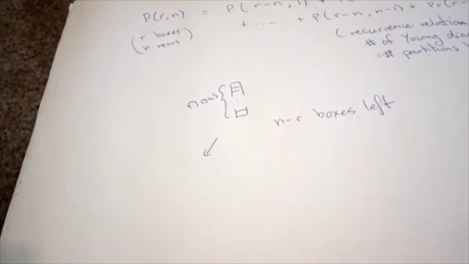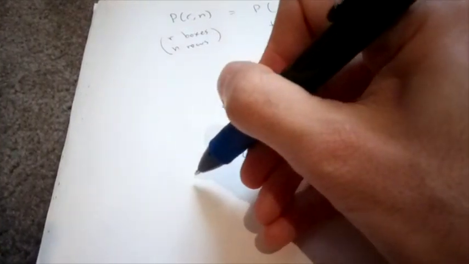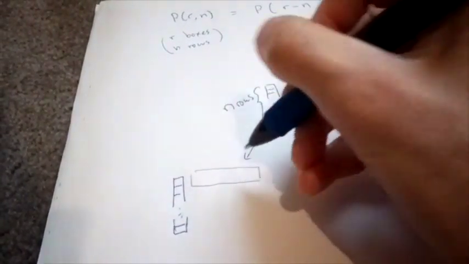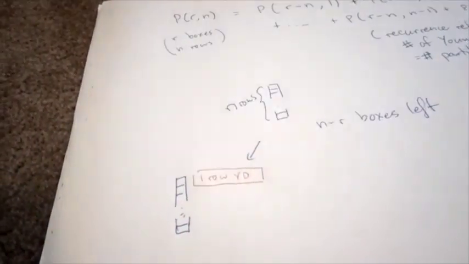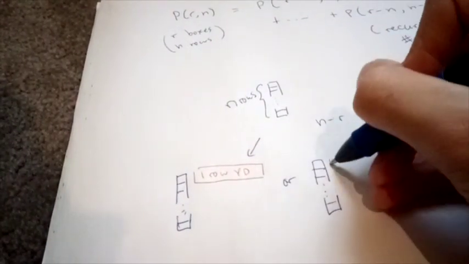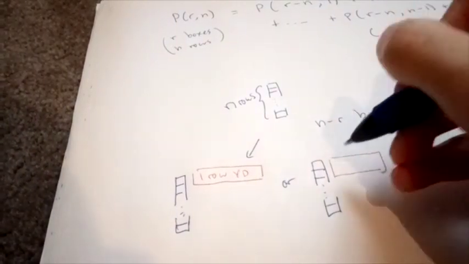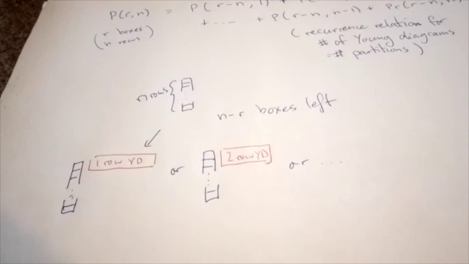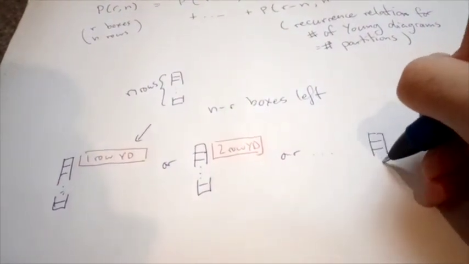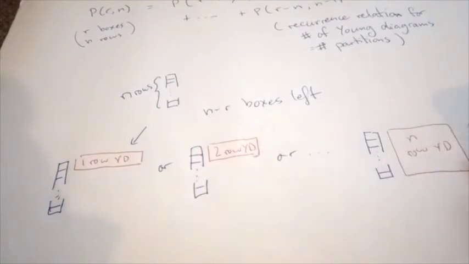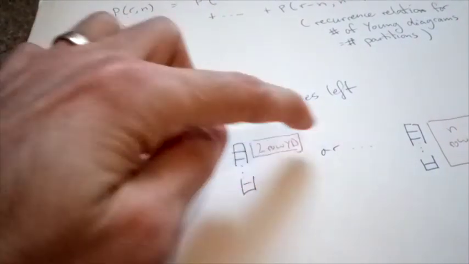Then I have choices, and the number of ways to continue is: I say I want to make a one row Young diagram with the remaining boxes, or I make a two row Young diagram. This giant box is just a placeholder for whatever Young diagram I build, and so on, dot dot dot, or I build an N row Young diagram. So the number of ways to build the total Young diagram is, well, I put down my first N rows, and then I count the number of ways to do each of these options.